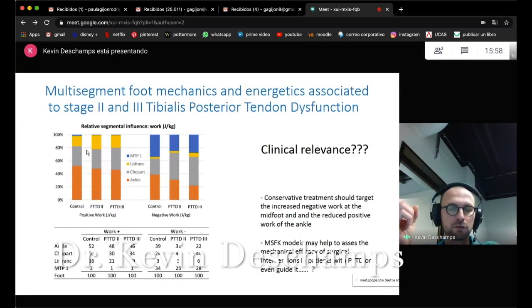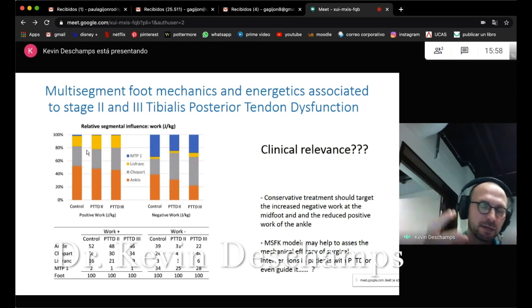Because you will probably know that, if we look at conservative treatments for stage 2 tibialis posterior dysfunction, we are often looking at foot orthotics, footwear, eventually braces, physiotherapy. So our approach here is that we should target the midfoot kinetics dramatically, and try to control that increased power absorption in the midfoot. Because then we potentially might be efficacious from a mechanical viewpoint.